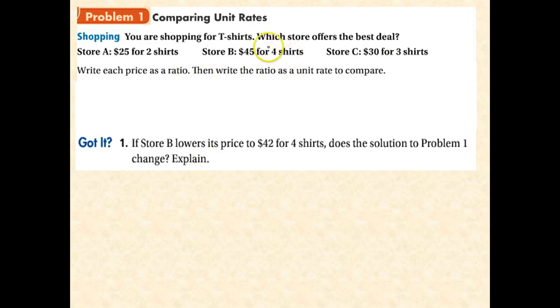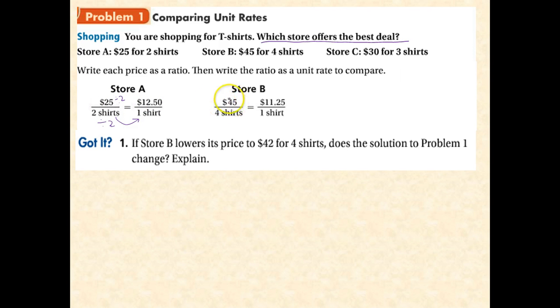Here's a problem. Which store offers the best deal? $25 for 2 shirts, $45 for 4 shirts, or $30 for 3 shirts. We can write each price as a ratio. Store A is $25 for 2 shirts. If I want to make that a unit rate, I would divide the top and the bottom by 2. 2 shirts divided by 2 is 1 shirt. $25 divided by 2 is $12.50.